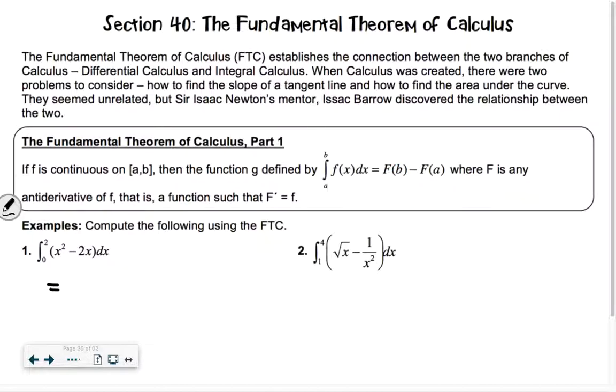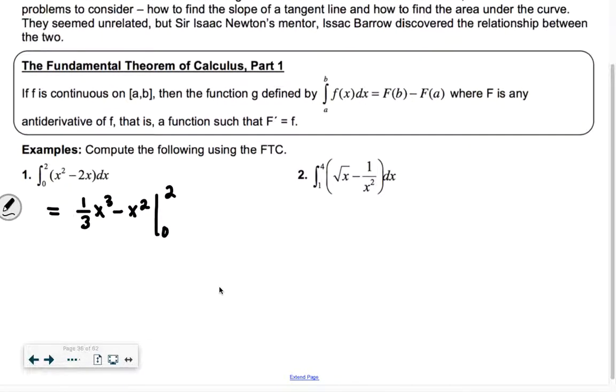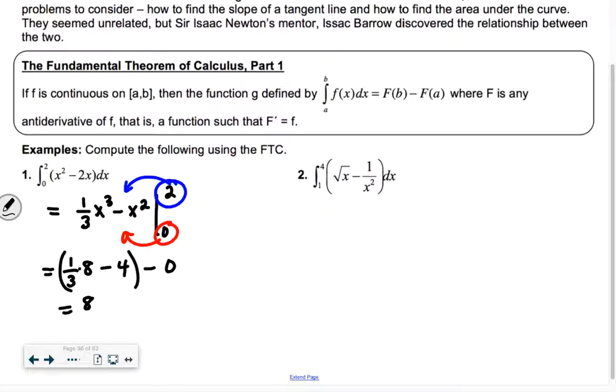So in this case, it would be like 1/3 x cubed. You do the antiderivative minus x squared, going from 0 to 2. And then you find the answer by plugging in the 2's, and then plugging in the 0's and subtracting your two results. So I'd get 1/3 times 8 minus 4, and then minus 0. So I'm going to get 8/3 minus 4, which is 8/3 minus 12/3. So I get negative 4/3.